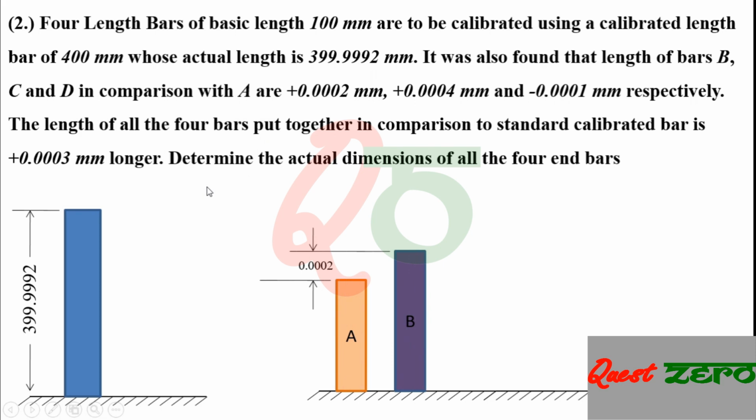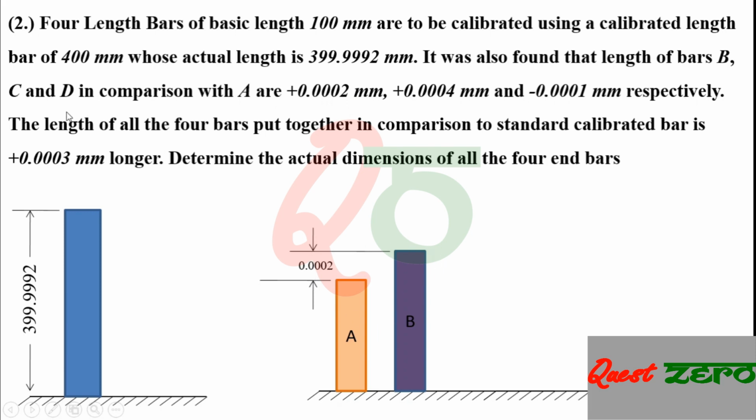And then I will take the next data. It was also found that the lengths of bars B, C and D in comparison with A are: bar B in comparison with A is 0.0002 mm longer, which is plus 0.0002 mm. Hence it is longer than A by 0.0002 mm. That is what I represent.